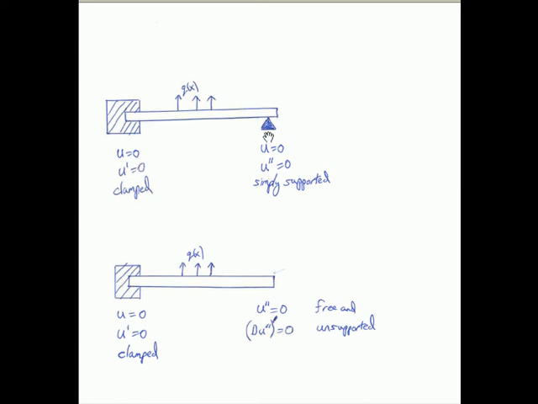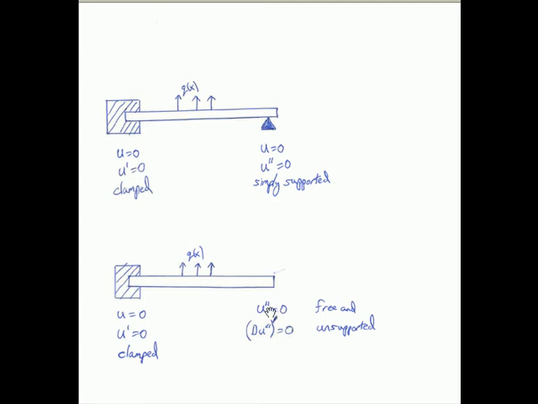And if U is given and U double prime is 0, those are called simply supported boundary conditions. That means it's not clamped, so the derivative's not fixed, but the height is fixed, but not the derivative. The derivative is free, so U double prime is 0. Well, U doesn't have to be 0, but U is something, and U double prime has to be 0. Those are called simply supported boundary conditions.